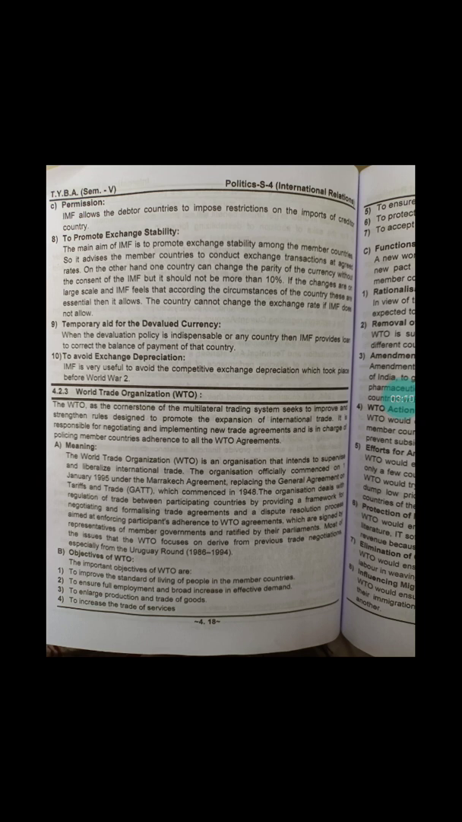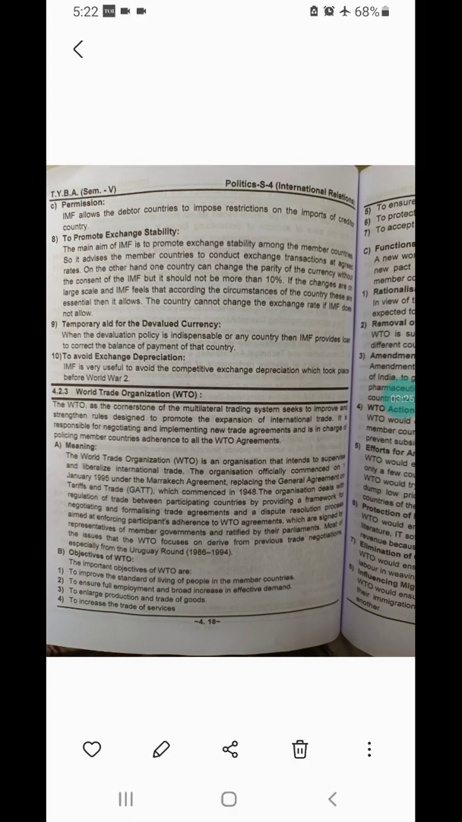Then consultation and technical assistance. For the sake of effective performance of its functions, the fund must have information regarding the economic policies and economic conditions of its member countries. This will be possible if the fund and the members are linked to each other. In 1984, 118 countries completed their talks with the fund under Article 4.